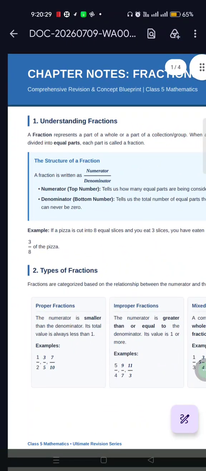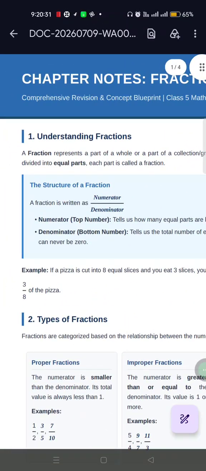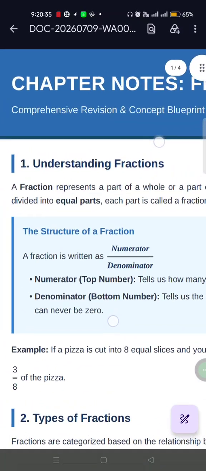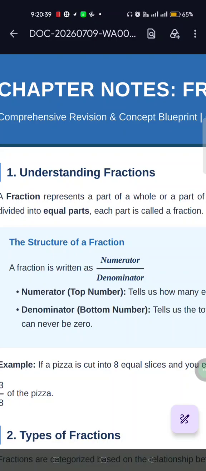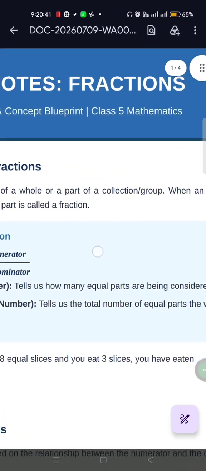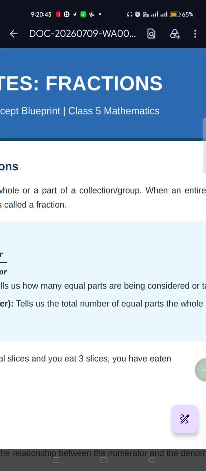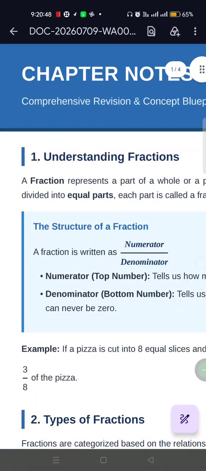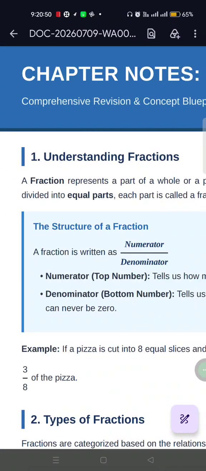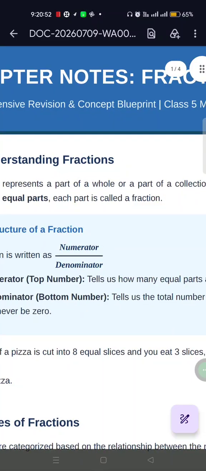So firstly, I will tell you the definition. Listen carefully. What is a fraction? A fraction represents a part of a whole or a part of a collection or a group. When an entire object or a group is divided into equal parts, each part is called a fraction.